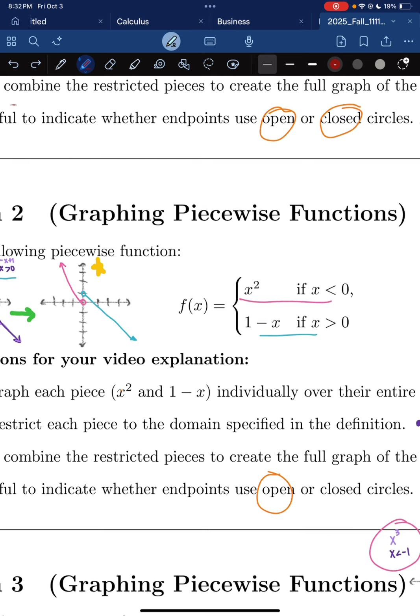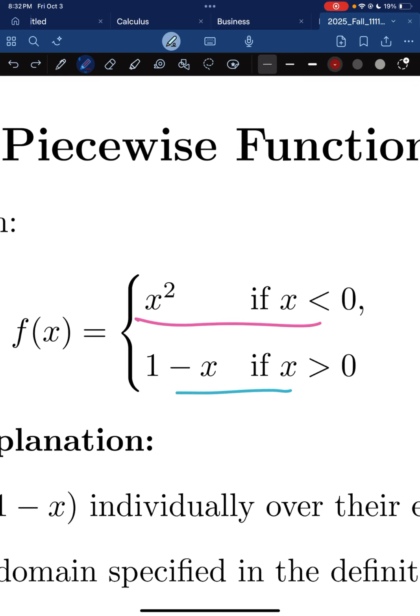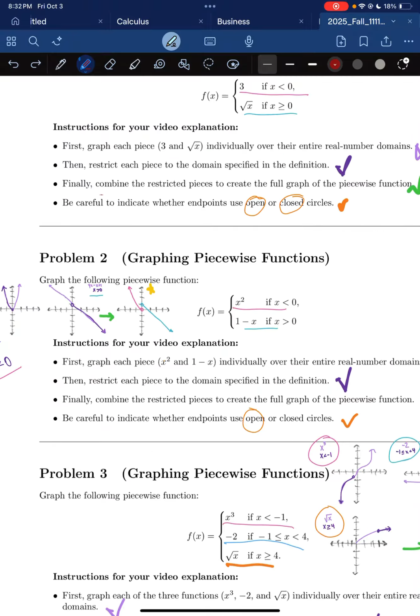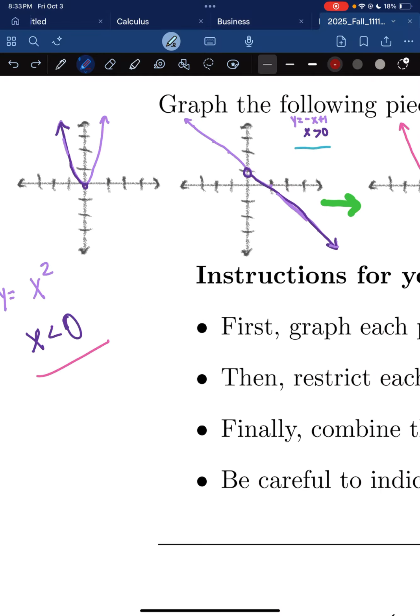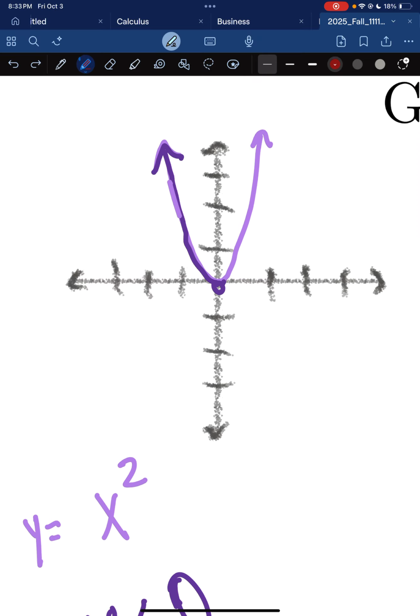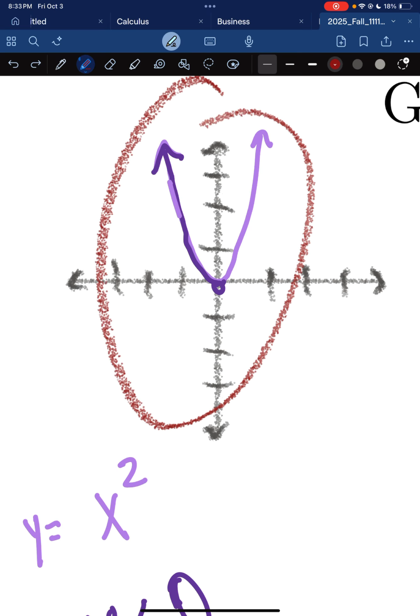We're given x squared if x is less than 0. And then we're also given 1 minus x if x is greater than 0. Let's see. So first, I started by graphing each piece. So we're just going to start by graphing the left side of our piecewise function, which is y equals x squared, which I know from what we've learned in class is a parabola. So it's going to look like that, just like I just drew up here.